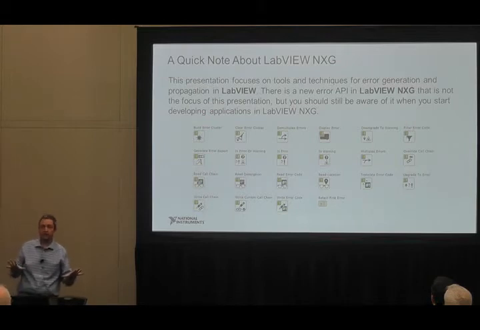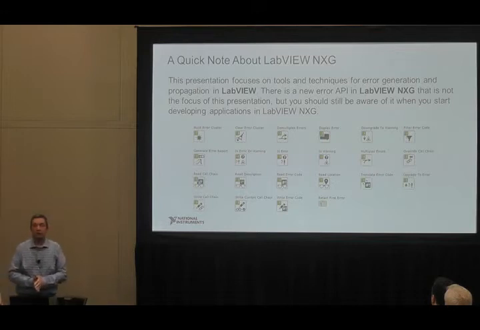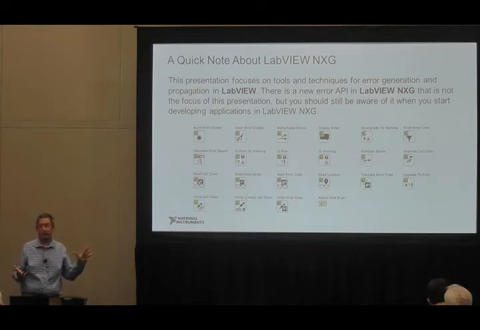Here we can see that the error API in LabVIEW NXG is quite a bit more expansive. We can see we've got a lot of VIs for just parsing the error cluster and learning information about it, modifying information like call chain and location and things like that. So when you're writing a new application in LabVIEW NXG, make sure you become familiar with this new error API because it is completely new and different from what's available in LabVIEW today.